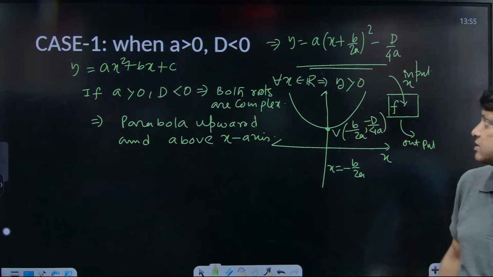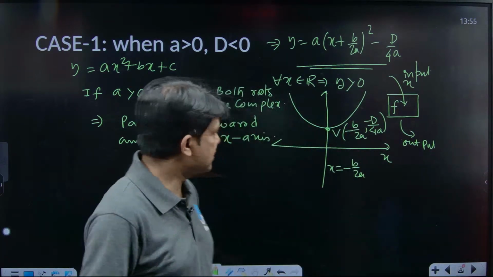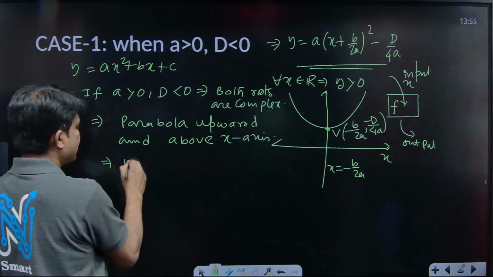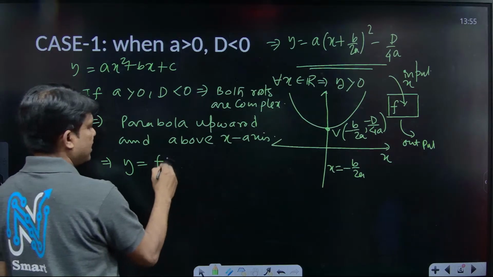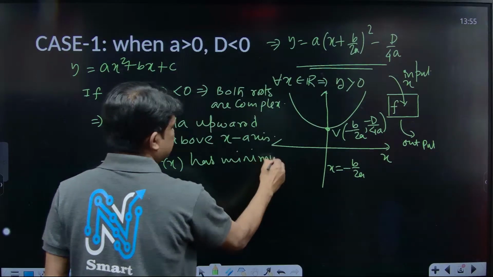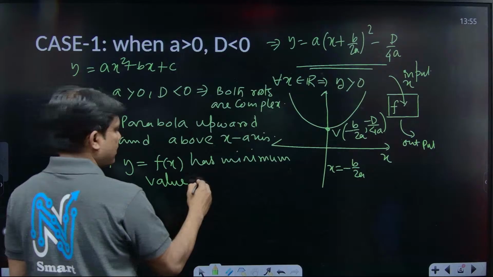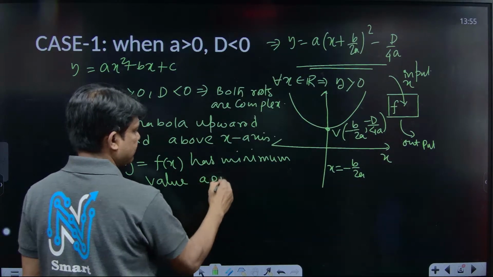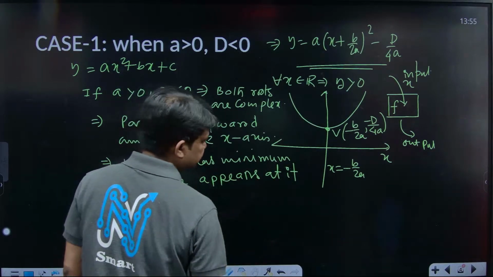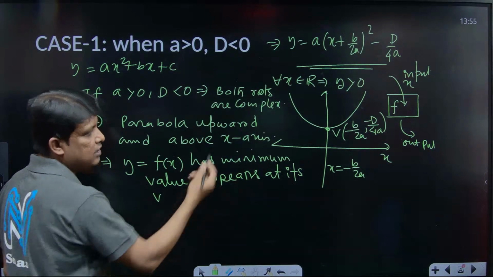In that case, the parabola has a minimum point, that means the function has a minimum value, that means y equal to f(x) has a minimum value. f(x) has its minimum value at its vertex, that means when x equal to minus b by 2a, the function has its minimum value.